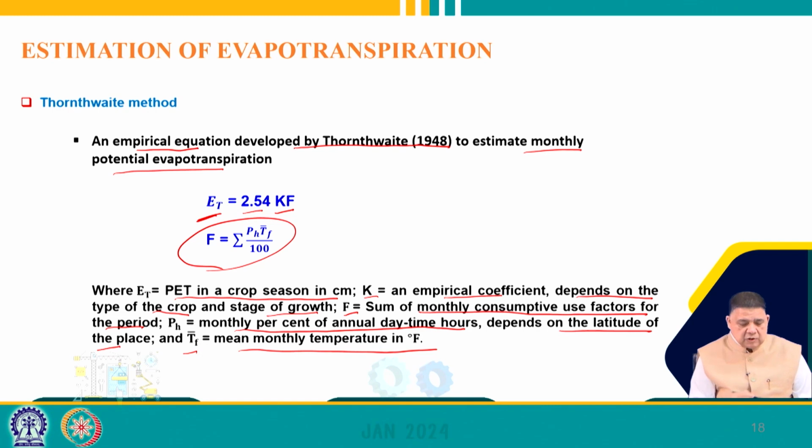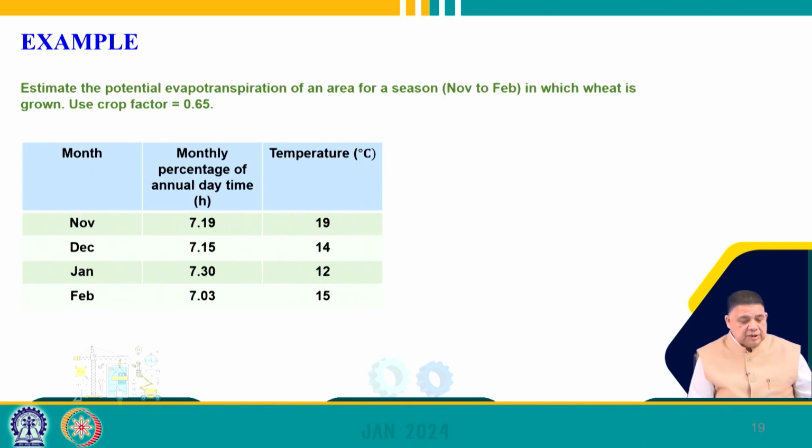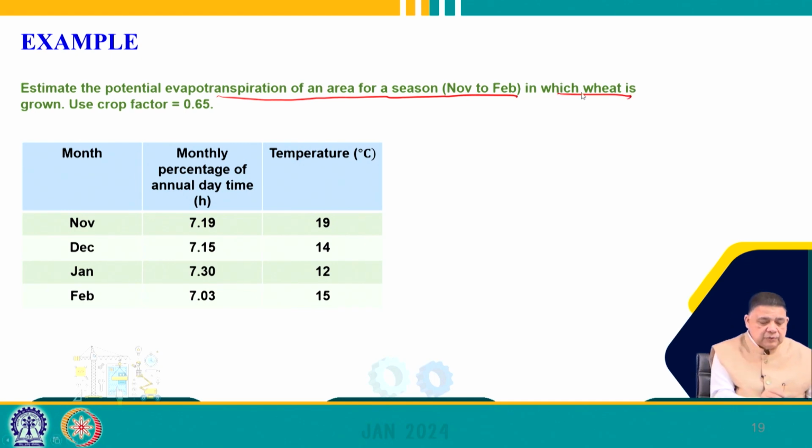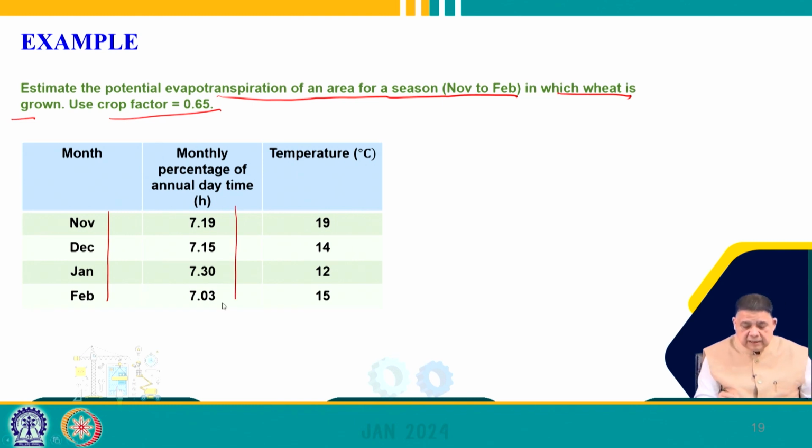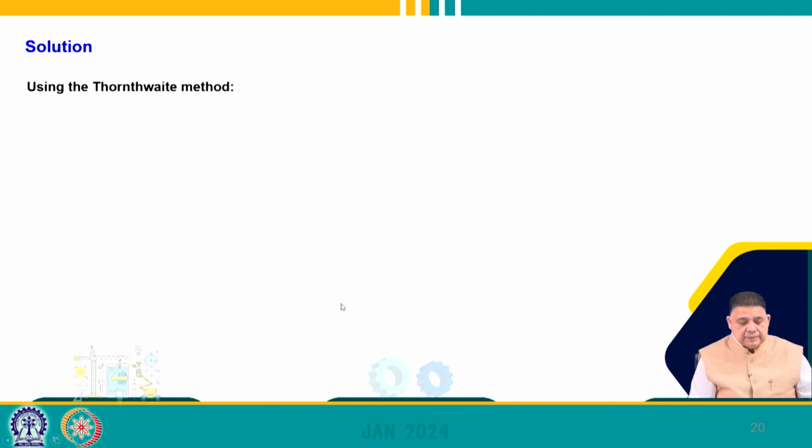So, this is the Thornthwaite equation, and we can use that for estimating evapotranspiration. Let us take an example. Estimate the potential evapotranspiration of an area for a season November to February in which wheat is grown. Use a crop factor of 0.65. For the months November to February, the monthly percentage of annual daytime hours is given here, and temperature is given here.